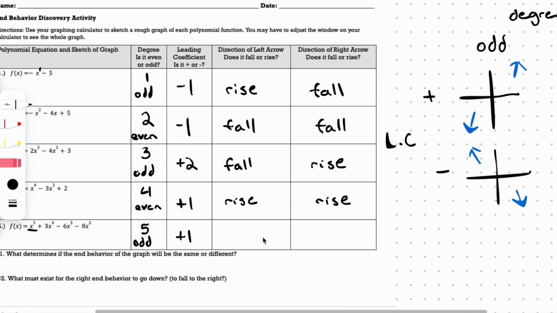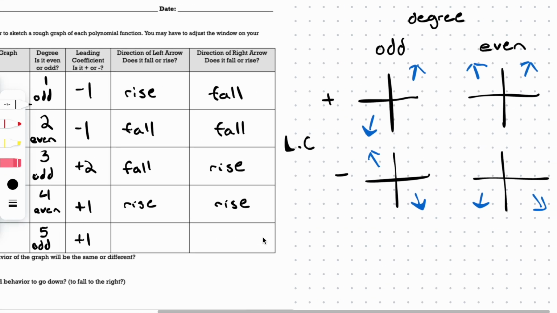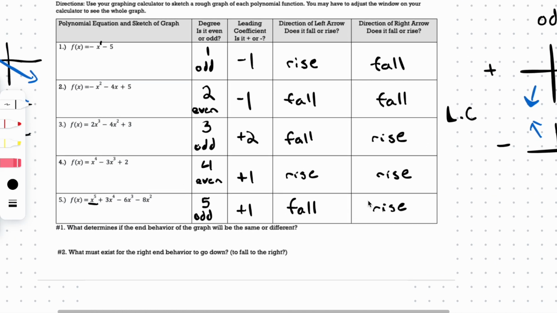So using that information, do we have an odd function or even function? We have an odd function, so we know we're going to be in this column. And is our leading coefficient positive or negative? Well, it's positive. So I know it's going to be something with this end behavior, where our left arrow is going to fall, and our right arrow is going to rise. Okay? And we'll put this into practice in a second too.